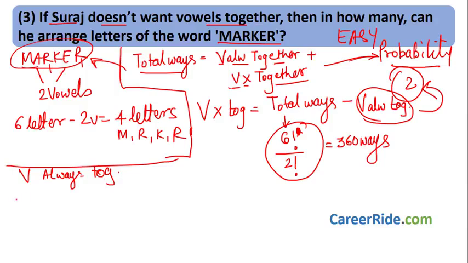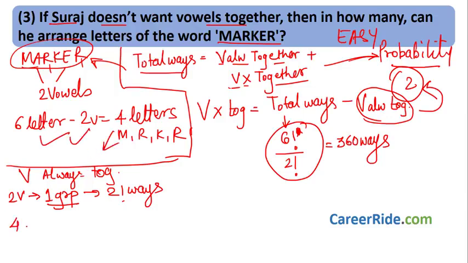Make the vowels as one group. So the 2 vowels become one group, right? And the 2 vowels of the group can be arranged in 2 factorial ways, correct? Now when we make it as one group, what are we left with? 6 letters minus 2 vowels are 4 letters. So we have 4 letters plus one group, that would be 5 things.